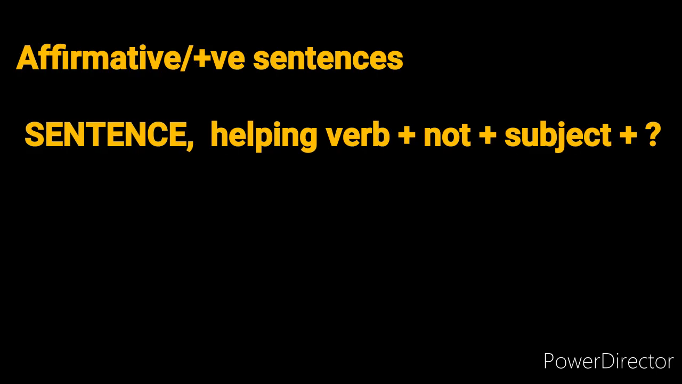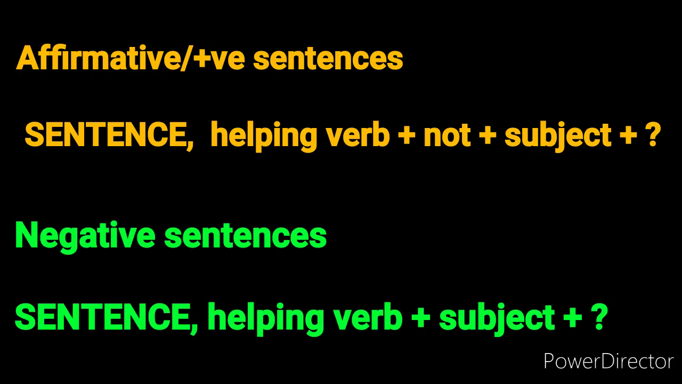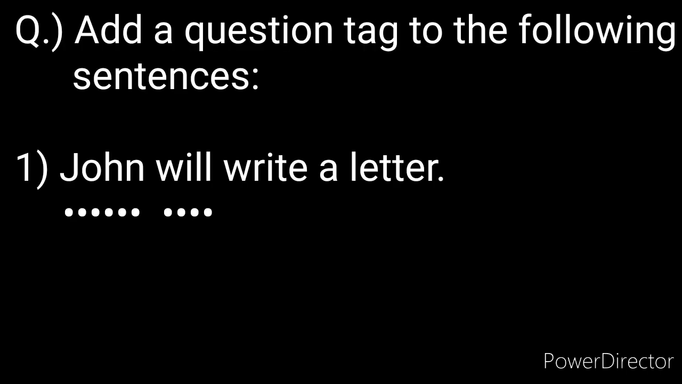Now let's see the rule. If it is a positive or affirmative sentence, you have to write the sentence first, then the helping verb plus not, because it was positive, you are making it negative, and then the subject and question mark. Negative sentence, you have to write the sentence first, then the helping verb, then the subject and the question mark. That's the rule. Now let's see the first question. Add a question tag to the following sentences.